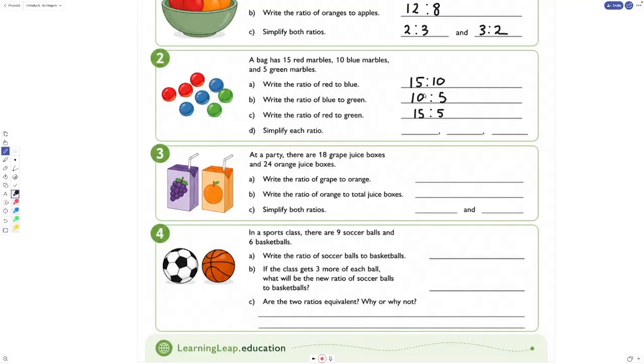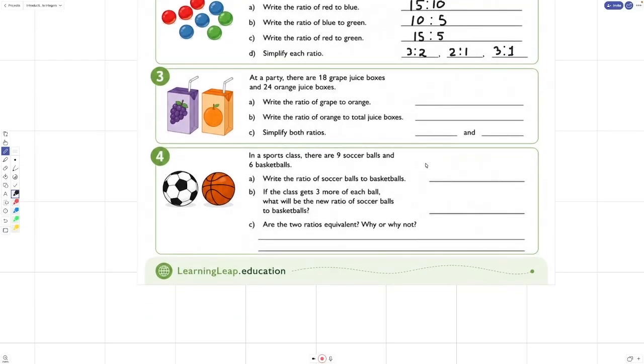All right, so let's solve this. So again, simplifying. What's the highest number that goes into all of these? If you said 5, that's correct. So it's going to be 3 to 2, because we're dividing everything by 5 in order. This is going to be 2 to 1, because we're going to divide 10 by 5. That's 2, and 5 by 5 is 1. And then the last one is going to be 3 to 1. Final answer. All right, moving forward.